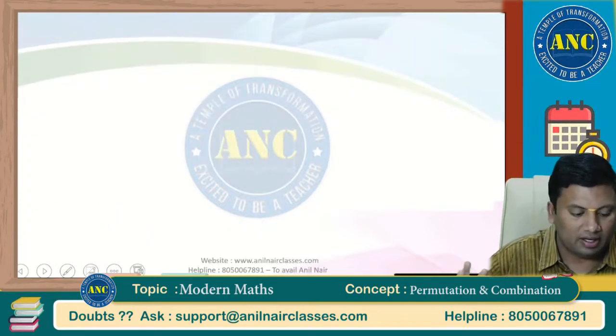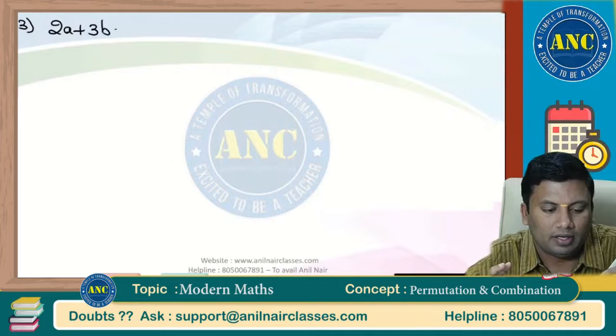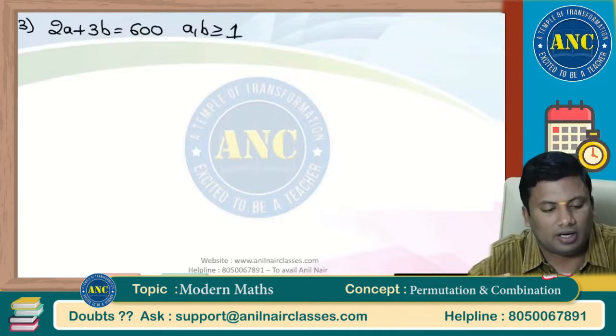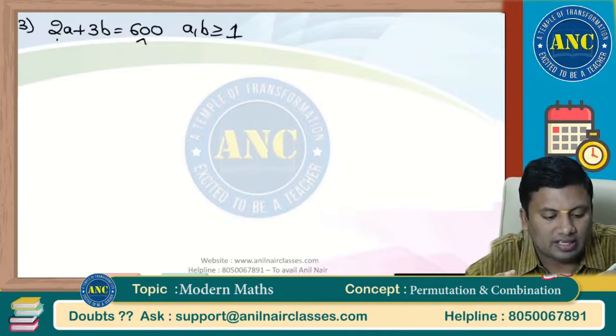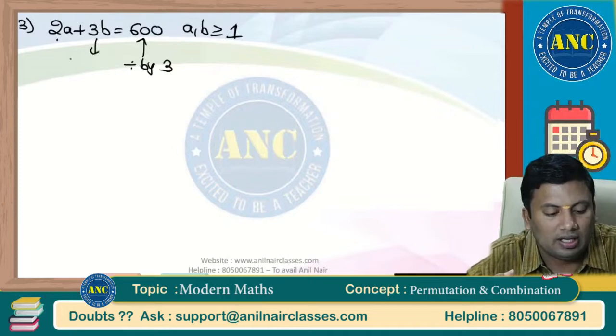Third one, write down in the same order, sir. 2a + 3b = 600, a, b ≥ 1. 600 is divisible by 3 because it is 3 into 200. So 2a should also be divisible by 3.